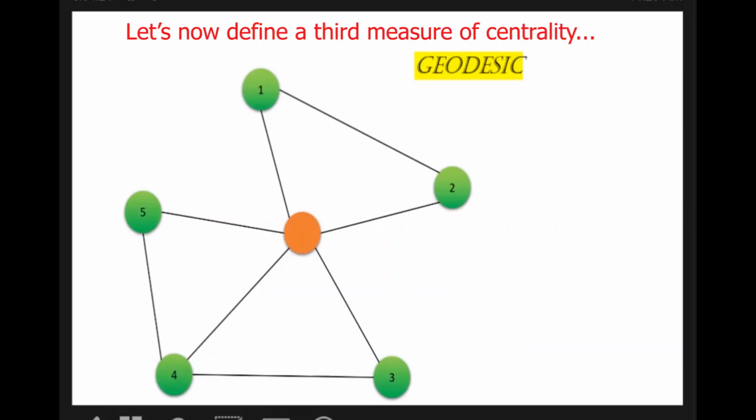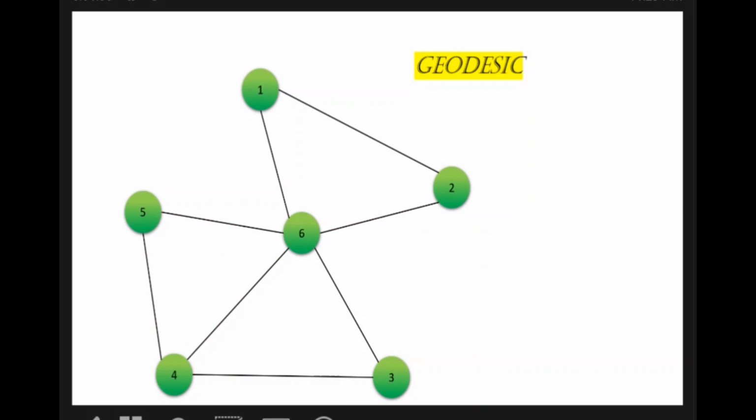Next, I'd like you to think about these paths. What do all of those paths have in common? They are the shortest paths from one node to another. The shortest path between any two nodes is called a geodesic. Note that a pair of nodes may have more than one geodesic between them, such as 5 and 3 in this example.